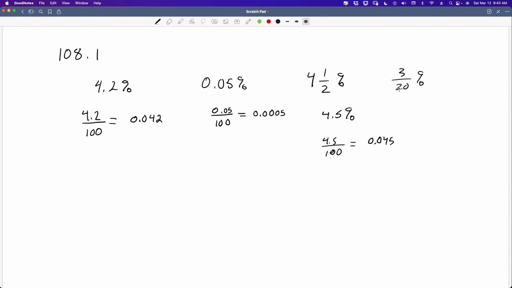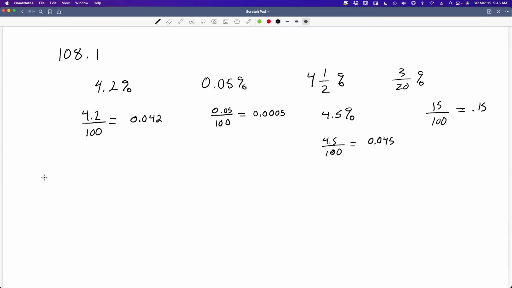3 out of 20, we are actually going to just multiply this fraction. Since this is 20, we know 20 is 1/5 of 100. We're going to multiply this fraction by 5, and we get 15 over 100. And that is going to equal 0.15 as our decimal. Okay? So that is how we do that.